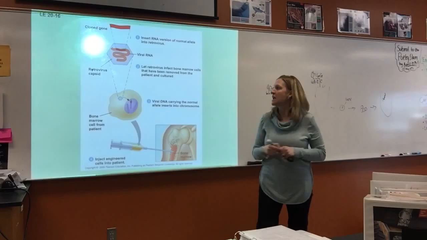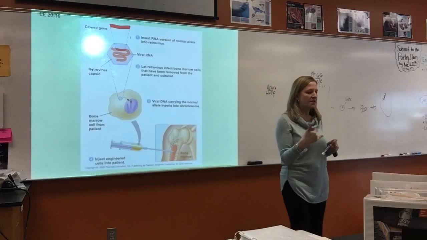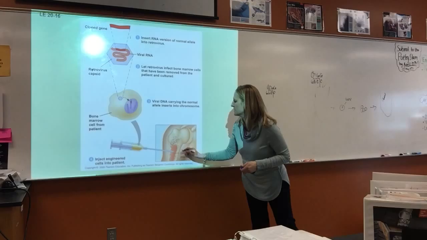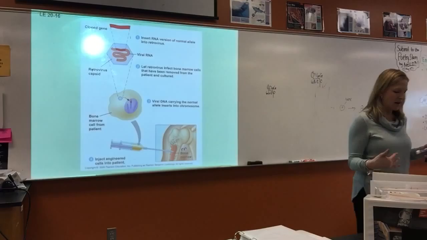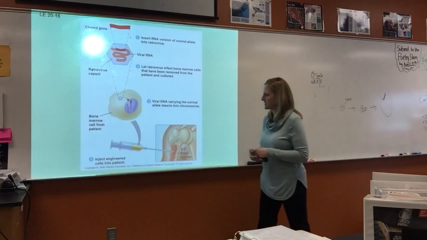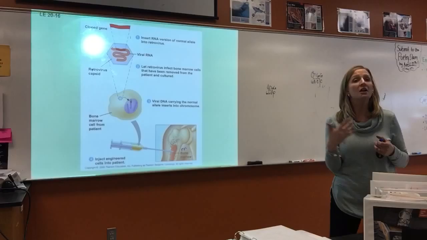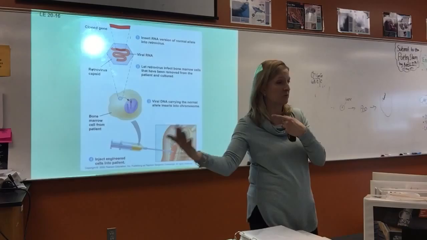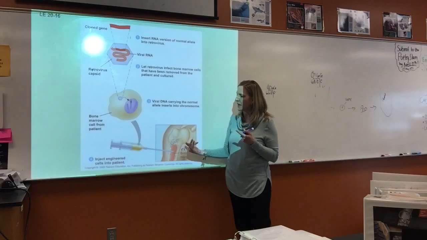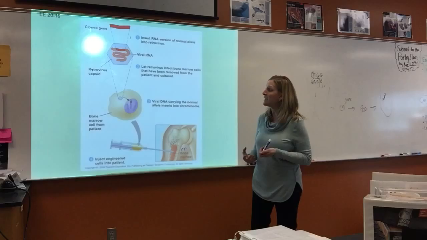This is an example they've done with bone marrow, the cells that make your blood cells. Let's say you're little r, and you have a genetic disorder that affects your red blood cells. Right now we can do a bone marrow transplant, where you transplant somebody else's bone marrow, as long as you're a match from the whole immune thing, and put it into you. That's what you can do right now. They're working on actually injecting the normal allele into the person.